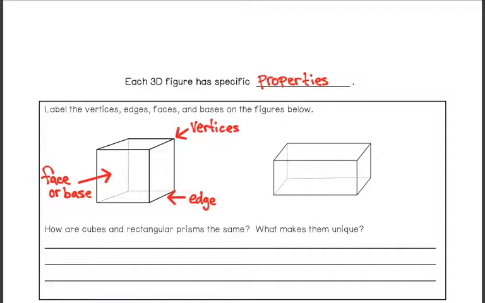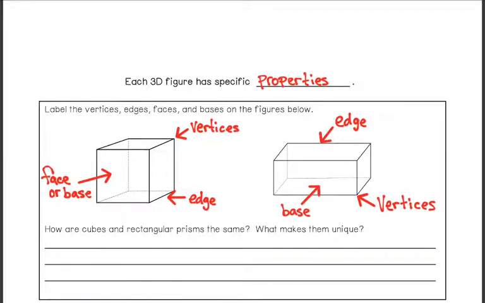Same thing on the rectangular prism. I would go ahead and label this one right here as a base, and then this one right there is an edge, and that one right there is a vertex. So we would have all of those ones. We could label all the rest, but I'm just going to label 3.